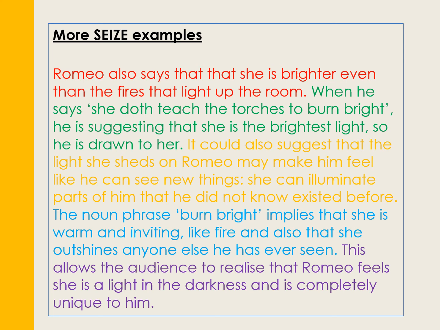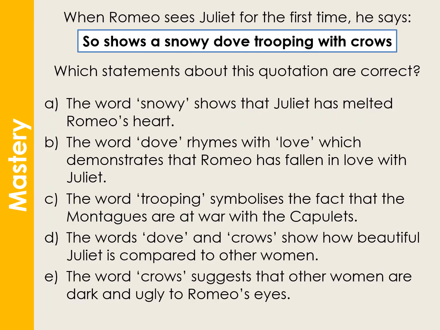And once more, take a moment, pause the recording, look back at your own C's paragraph. What can you add? Can you write another one now? Are you able to develop what you've already got? Finally, for today's lesson, we've got a bit of a roundup, okay? So I'm going to read some statements about the quotation, which we've looked at in quite a lot of depth today. So shows a snowy dove trooping with crows, which is what Romeo says when he sees Juliet for the first time. You're going to think about and just write down which statements about this quotation are correct.